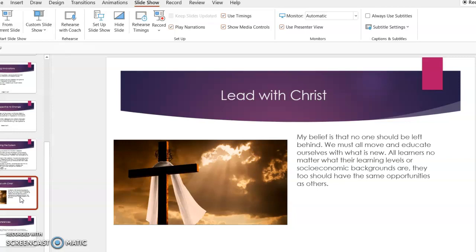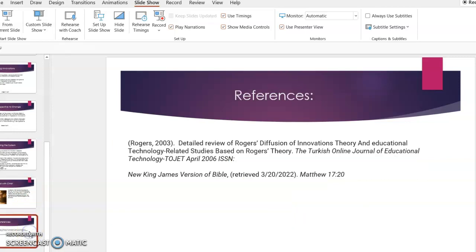Well, that's going to conclude this project. I hope you all have enjoyed it. These are my sources: from Rogers, a detailed review of Rogers' diffusion of innovations theory and educational technology related studies based on Rogers' theory, from the Turkish Online Journal of Educational Technology. And the scripture came from the New King James Version of the Bible, retrieved from Matthew 17:20.